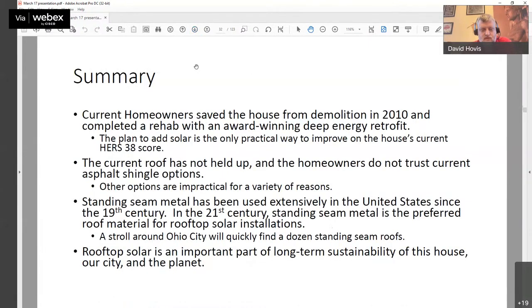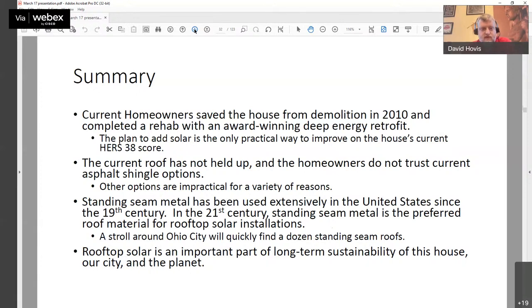So just in summary, we saved the house from demolition in 2010 and completed rehab with an award-winning deep energy retrofit. Our current roof has not held up, and we just do not trust current asphalt shingle options. I don't feel like rolling the dice again. It is so hard to get anybody to come up and work on the roof at the moment, and just in general, it is a high, steep roof.